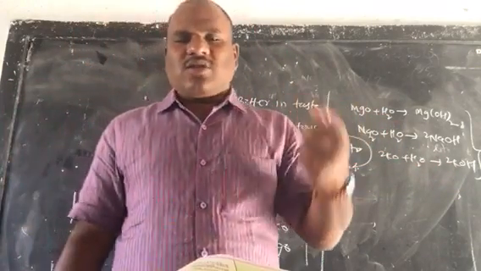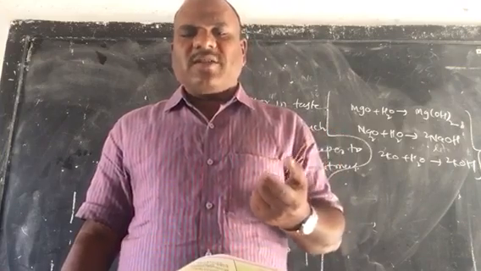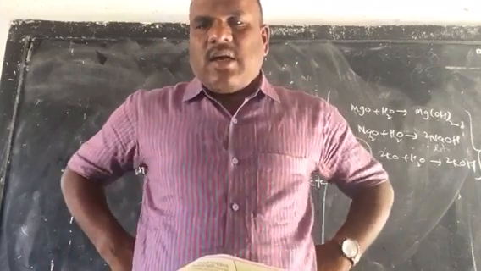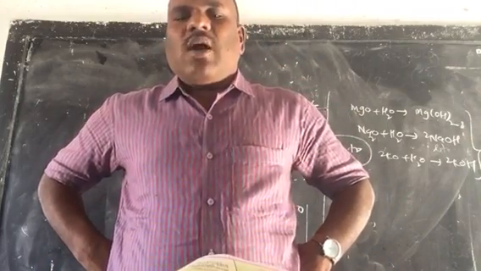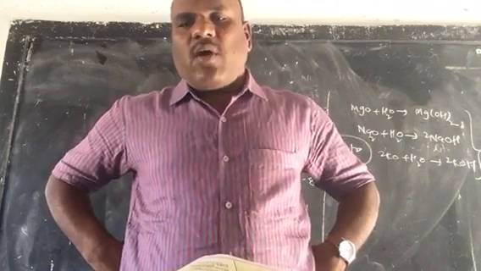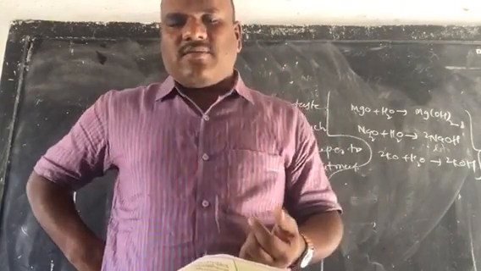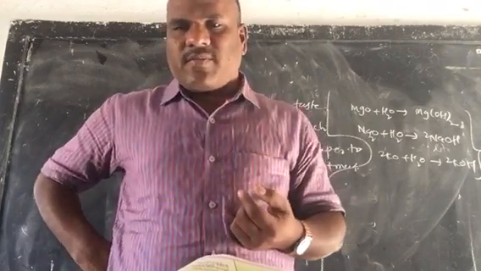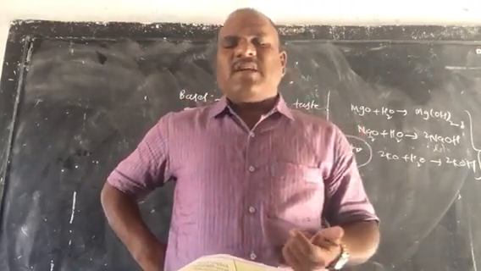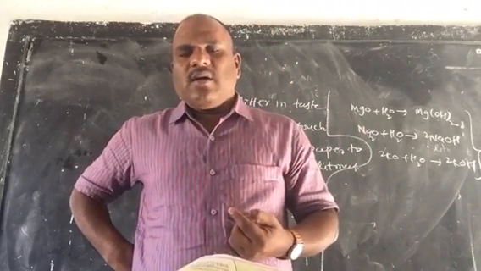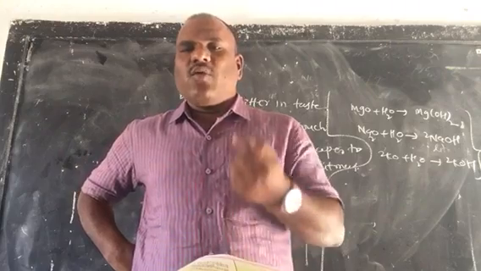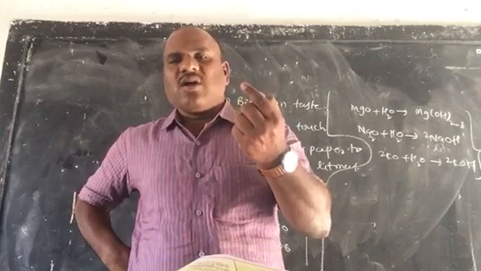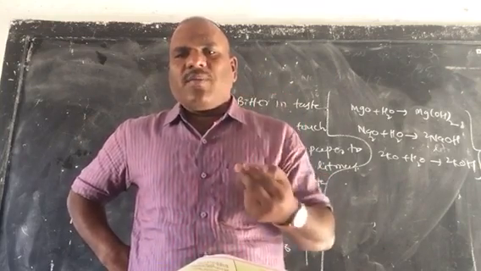And let us see what the uses of bases are. Bases are used, children, in removing grease stains. In the removal of grease stains, we use ammonium hydroxide, that is NH4OH. Soaps contain potassium hydroxide and sodium hydroxide. And bleaching powder, children, contains calcium hydroxide. In fire extinguishers, aluminum hydroxide is used. So these are a few uses of bases.